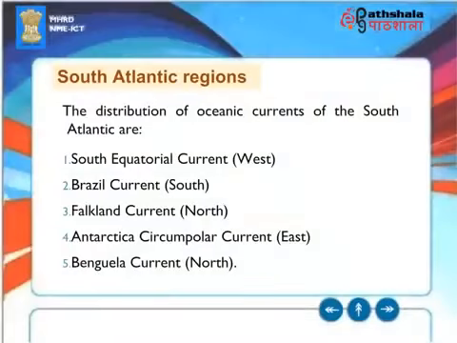South Atlantic regions. The distribution of oceanic currents of the South Atlantic are South Equatorial Current west, Brazil Current south, Falkland Current north, Antarctica Circumpolar Current east, Benguela Current north.